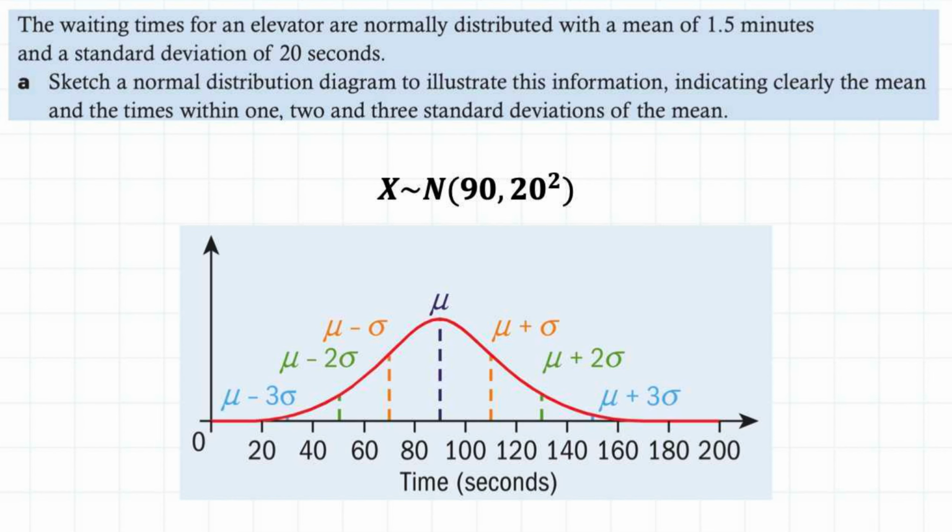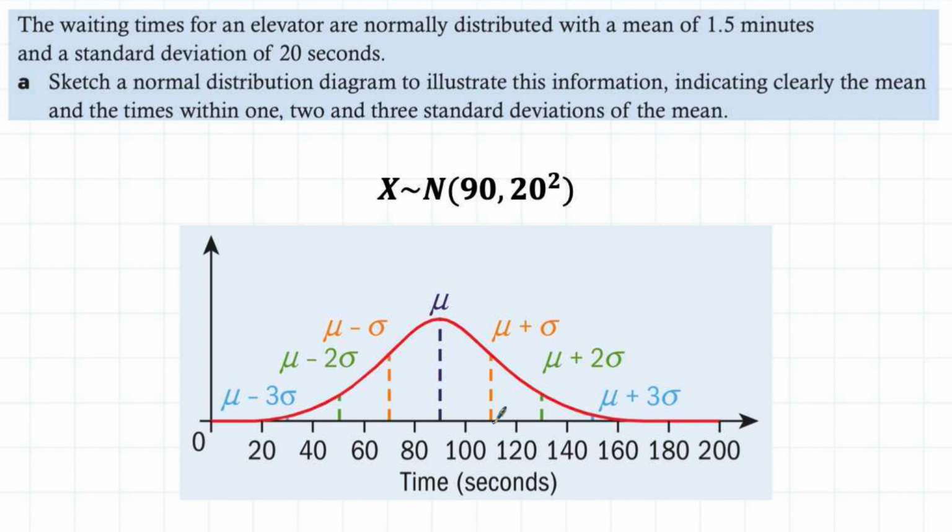So the first one asks for a sketch. Notice how everything was converted to seconds because the standard deviation is in seconds. So X follows a normal distribution of 90 and standard deviation of 20. And this would be the sketch. So I'm just showing how it slowly falls as I'm getting to these values.